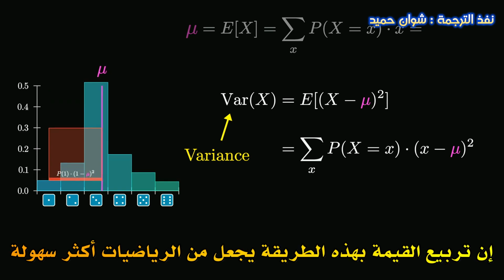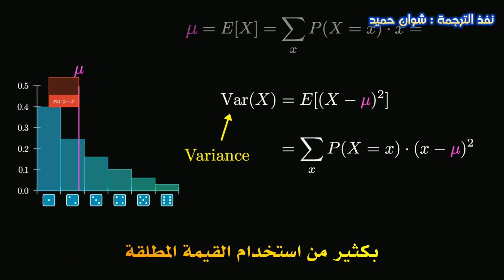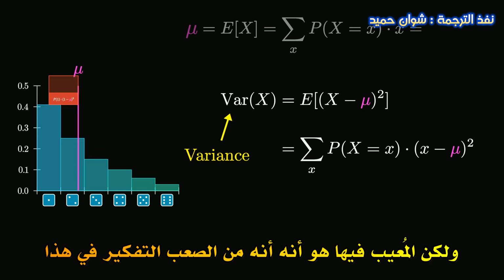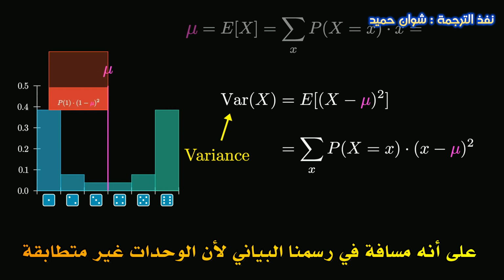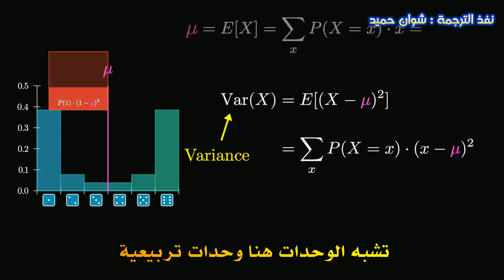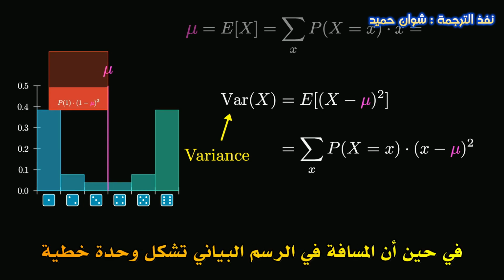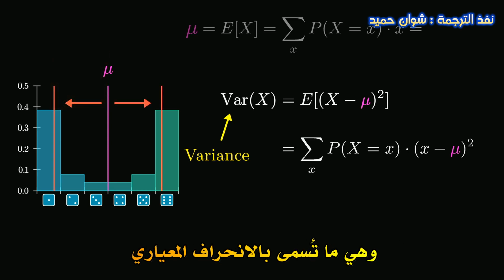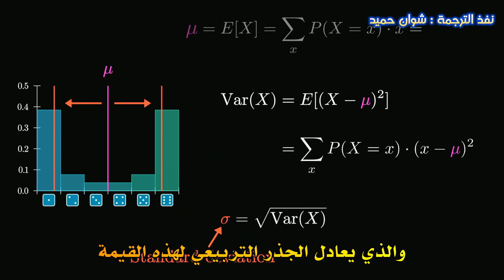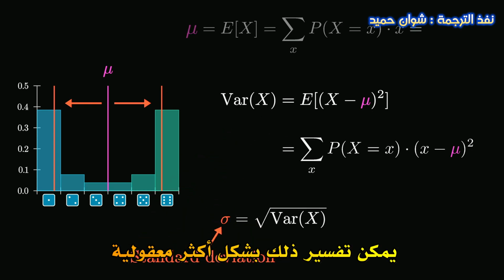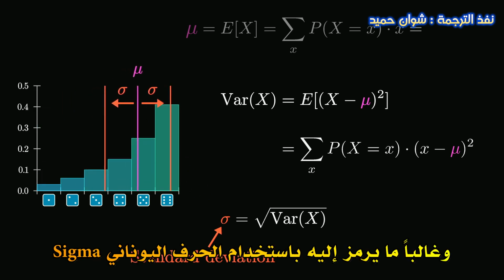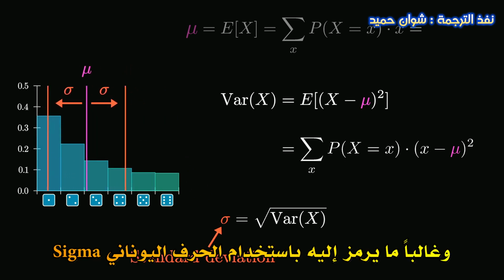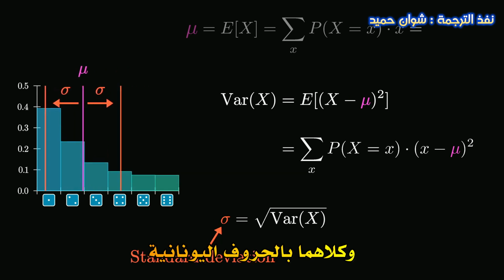Squaring it like this turns out to make the math much, much nicer than if we did something like an absolute value. But the downside is that it's hard to think about this as a distance in our diagram because the units are off. It's kind of like the units here are square units, whereas a distance in our diagram would be a kind of linear unit. So another way to measure spread is what's called the standard deviation, which is the square root of this value. That can be interpreted much more reasonably as a distance on our diagram, and it's commonly denoted with the Greek letter sigma. So, M for mean, S for standard deviation, but both in Greek.